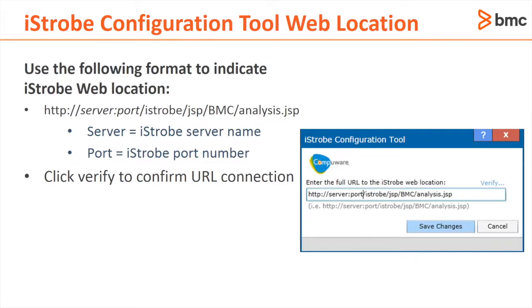To set up the integration, you will need to know the server and port number that are associated with the CompuWare iStrobe at your site. The default web location URL is indicated on this screen. After entering the iStrobe web location, you can click the Verify button to confirm that the URL has been entered correctly. If the connection is successful, the iStrobe application will open. If not, check to make sure that the server and port number information are correct.